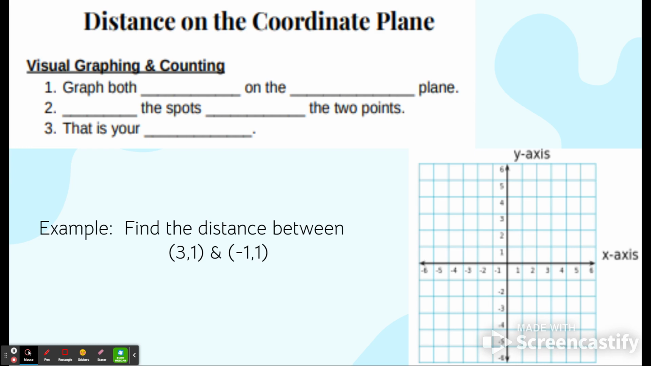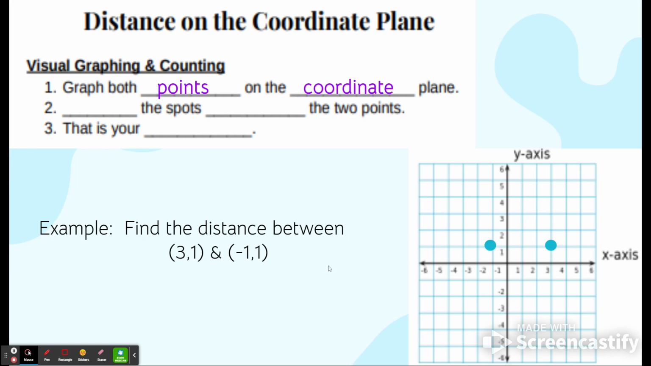The first thing you're going to do is graph both of the points on the coordinate plane. I have an example down here of what your problem would look like. It says find the distance between (3, 1) and (-1, 1). Remember that first number is our x value, where we're at on the x-axis. So for (3, 1), we would be to the right 3. The second number is where we're at on the y-axis, so it's a +1. We would go up 1. There is our first point.